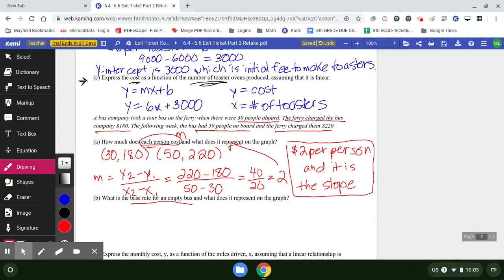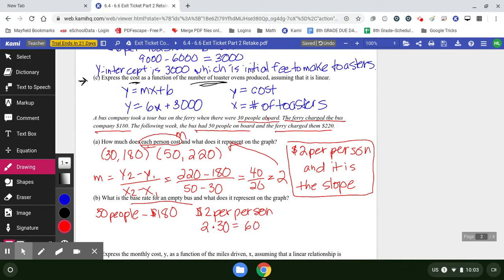So I need my base rate. So let's pick one of the points. 30 people is $180. I know that every person is $2, right? So $2 per person. So if I have 30 people, I'm going to do the $2 times 30 people. That's 60.